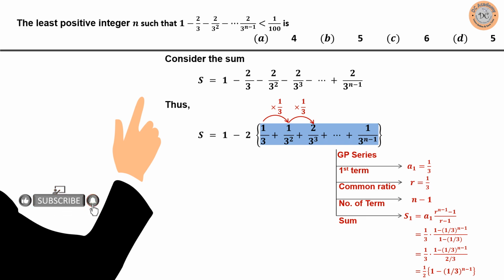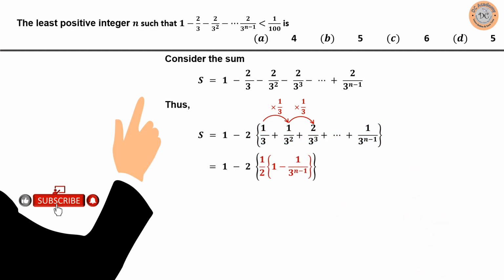So we can easily substitute that in S. If we do that, we can calculate that it is equal to 1 minus 1 plus 1 by 3 to the power n minus 1. Basic simple arithmetic. Now 1 and 1 get cancelled out. So the sum is 1 by 3 to the power n minus 1. Therefore, we are able to obtain the value of S as a function of n.